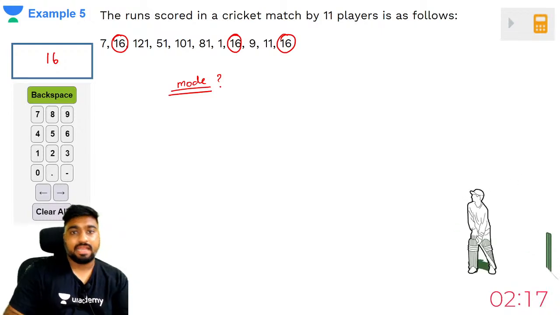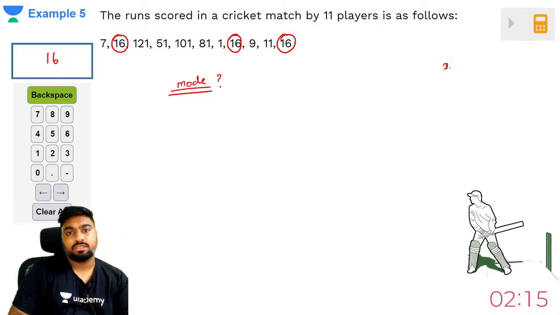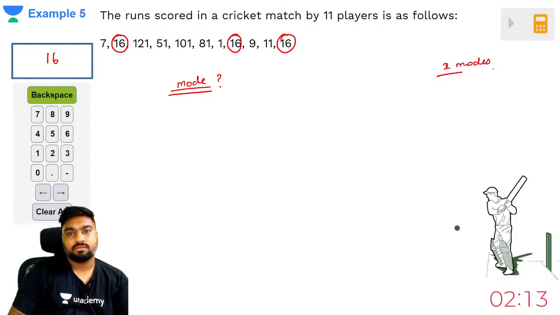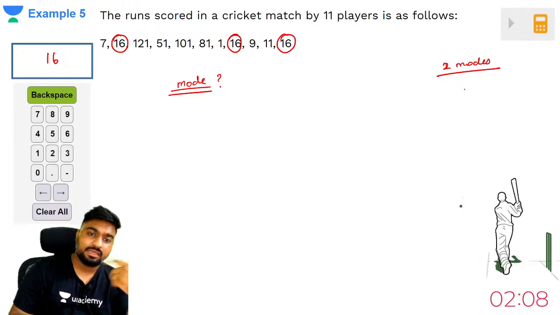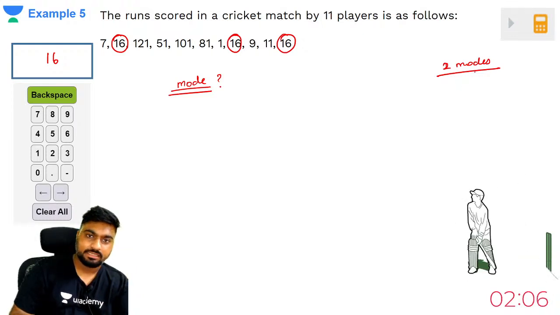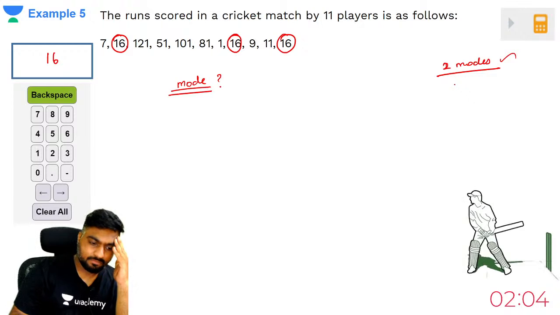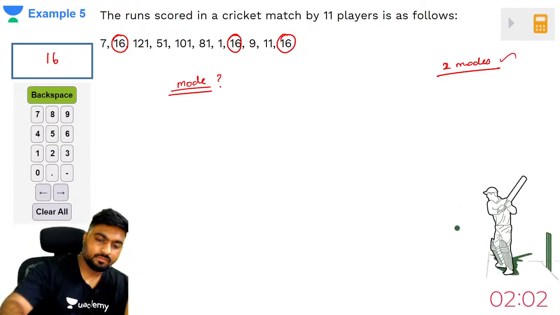No, Meet. Then they will say there are 2 modes. If 2 terms appear an equal number of times and they are the greatest, then there are 2 modes for that. Okay, done.